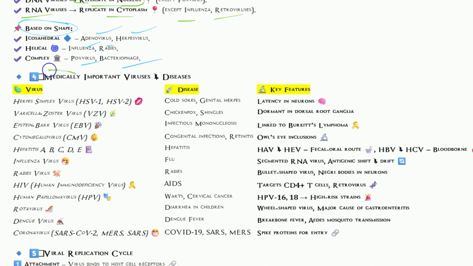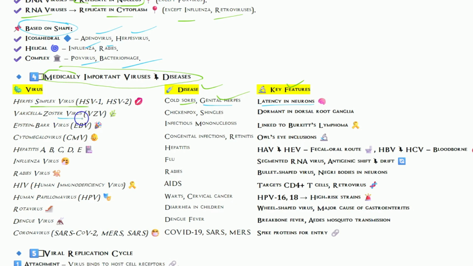Then medically important viruses and diseases. There are so many viruses, but we have arranged some of the important viruses, what disease they cause and their key features, right? Herpes simplex virus 1 and 2 are sexually transmitted viruses. Cold sores may be caused, and genital herpes, very, very important, right? It causes genital herpes, and they mainly attack and remain latent in the neuron. So the nervous system may be weakened due to this.